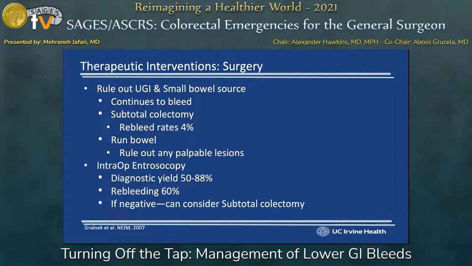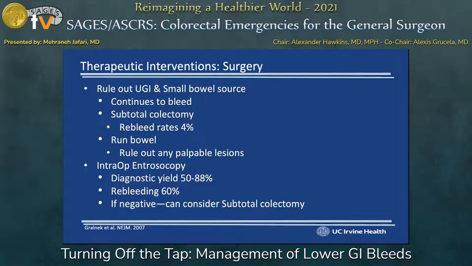And you want to figure out where it's bleeding from before you go to the OR. So you want to rule out upper GI and you want to rule out small bowel sources. If you're having continuous bleeding, continued transfusion, and you've ruled these out, then a subtotal colectomy can be warranted. Rebleed rates after this are about 4%. It's better than a total colectomy.